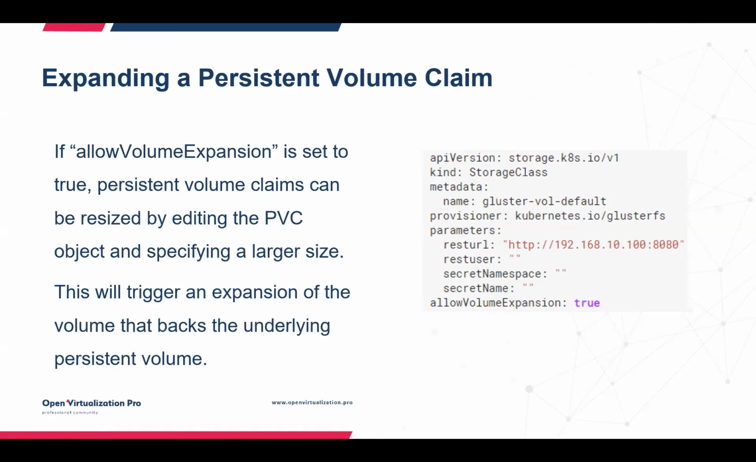So then all you have to do is request a larger volume. You do that by editing the persistent volume claim object and specifying a larger size. This then triggers expansion of the volume that backs the underlying persistent volume. So it will automatically understand where that volume is coming from based off of the bound persistent volume, and it will expand that particular volume. It's not like a new persistent volume is created to satisfy the claim. Instead, the existing persistent volume is expanded. It's resized for the new necessary size.